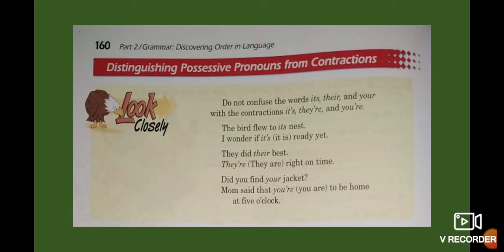Next, did you find your jacket? ¿Encontraste tu chaqueta? Mom said that you're, this one is the contracted form of you are, to be home at 5 o'clock. Remember, the possessive doesn't use a contraction. Yes, okay? So that means the possessive you write without contractions.